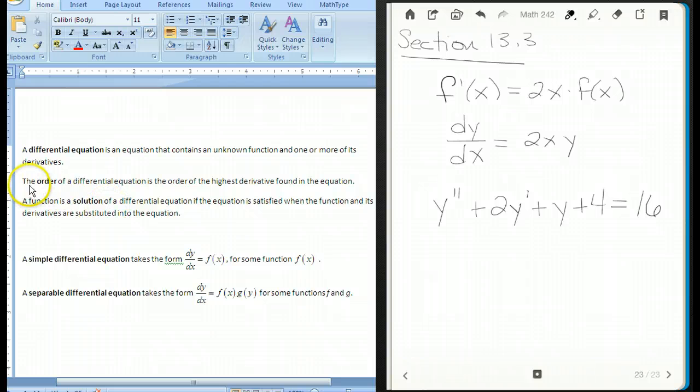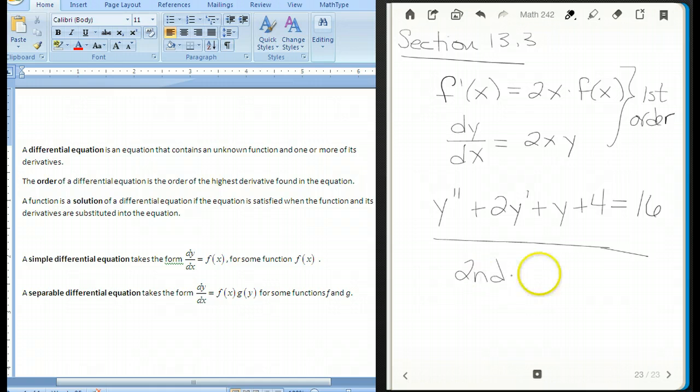One way we can do that is to do what's called ordering them. The order of a differential equation is the order of the highest derivative found in the equation. Notice in these first two, the highest derivative found in the entire equation is the first derivative, so these two are first order. This one right here would be considered a second order differential equation, because the highest order derivative that's found is this second derivative right here.